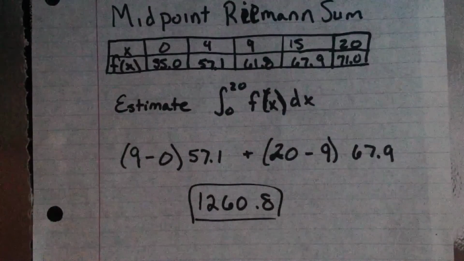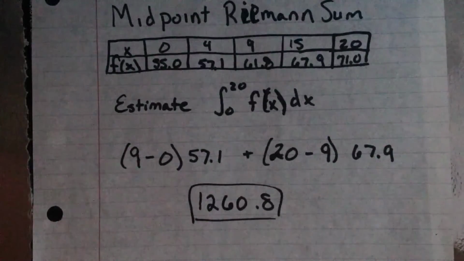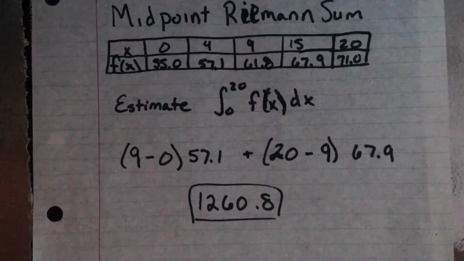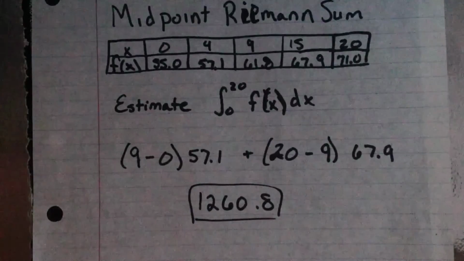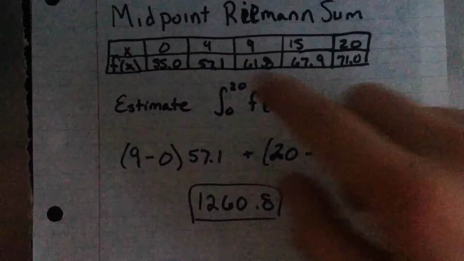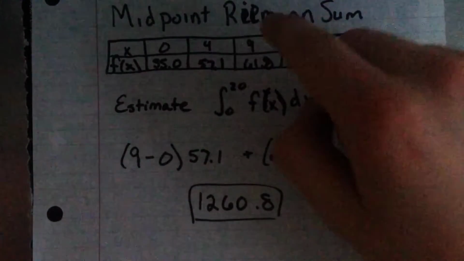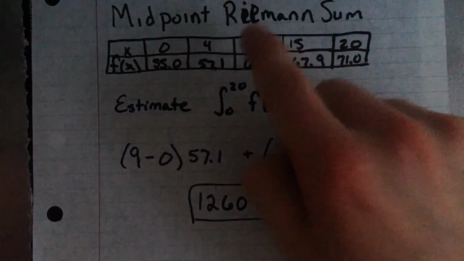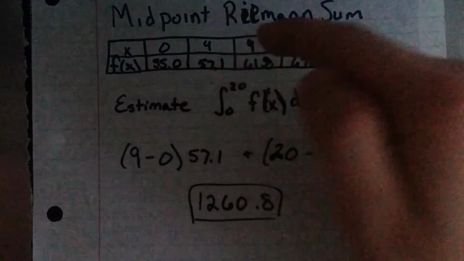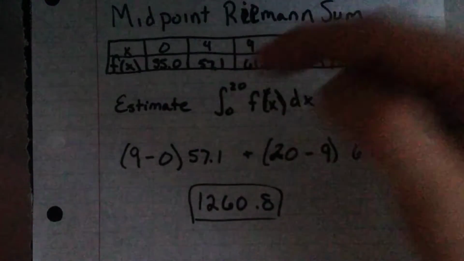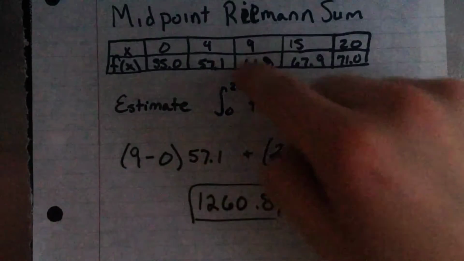Now I will be showing you the midpoint Riemann sum to estimate the area under the f of x curve. The midpoint Riemann sum is the least accurate method, but it is the easiest. So first of all, to do the Riemann sum, you take every other point on the x-axis and subtract them. So for the first example, it would be 9 minus 0, and then you would multiply it by the f of x point. So it would be 9 minus 0 times 57.1, which is right here.